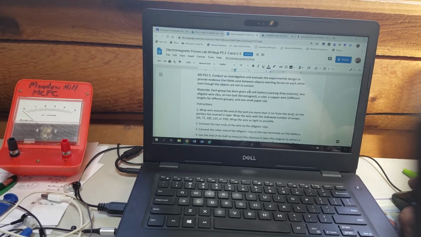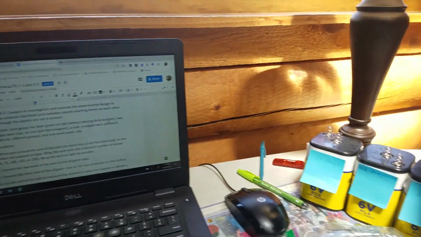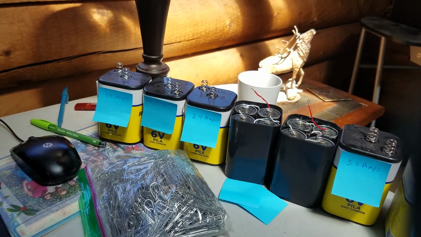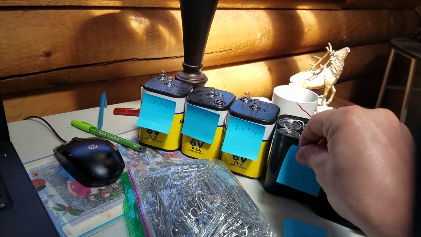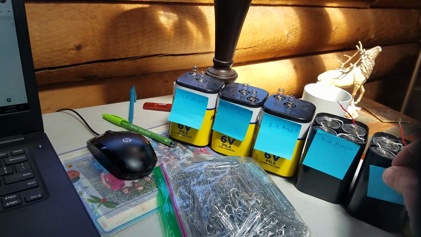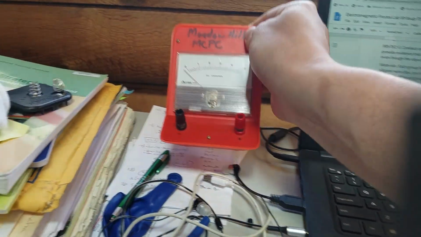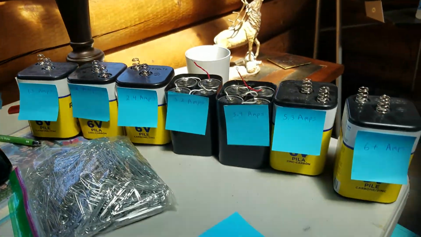Right? And so what we have here is a number of 6-volt batteries with varying amp outputs. I have those over here to my right. I've gone through, lost some sticky notes here, but I actually used an amp meter, which you read about, and I tested the amount of amps flowing through each of these batteries. Now, they're all 6-volt batteries.